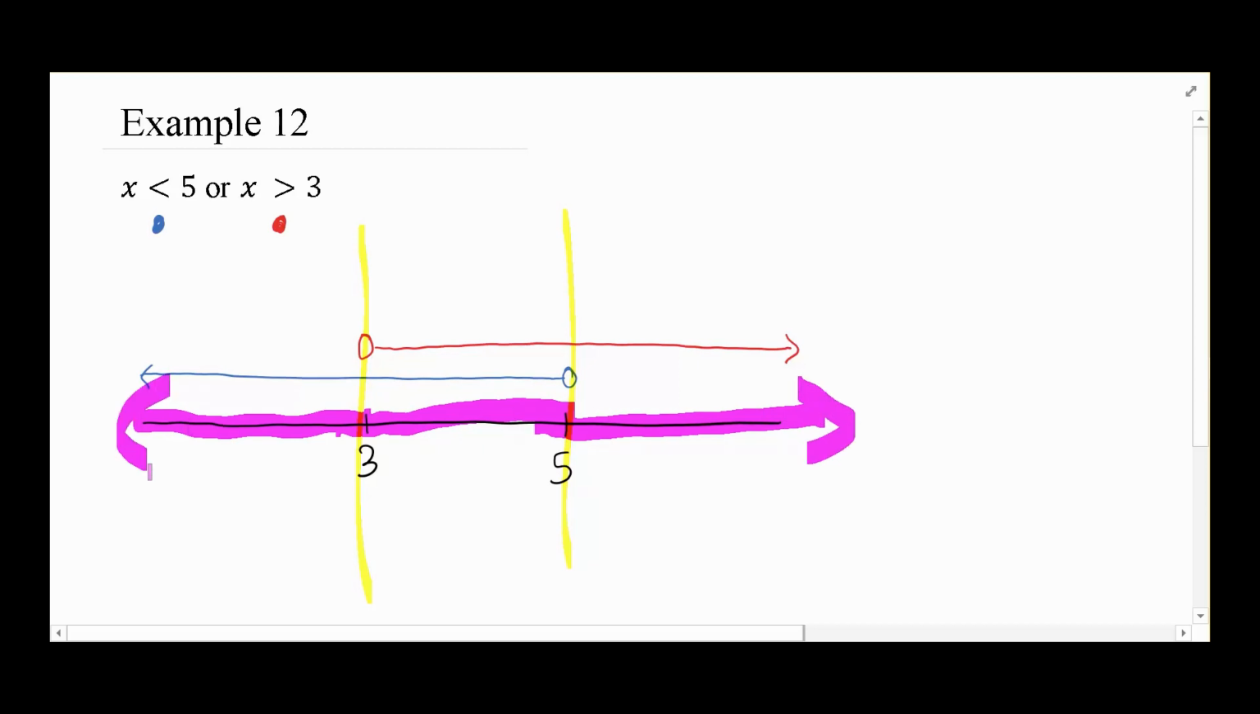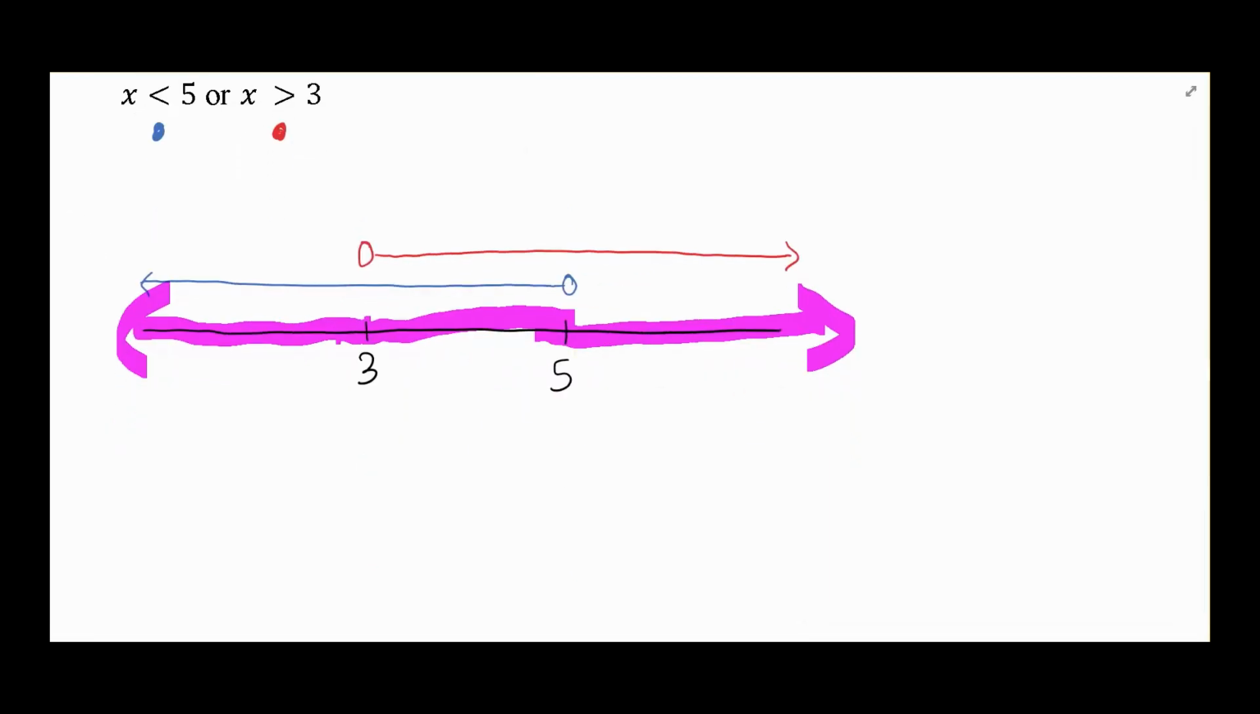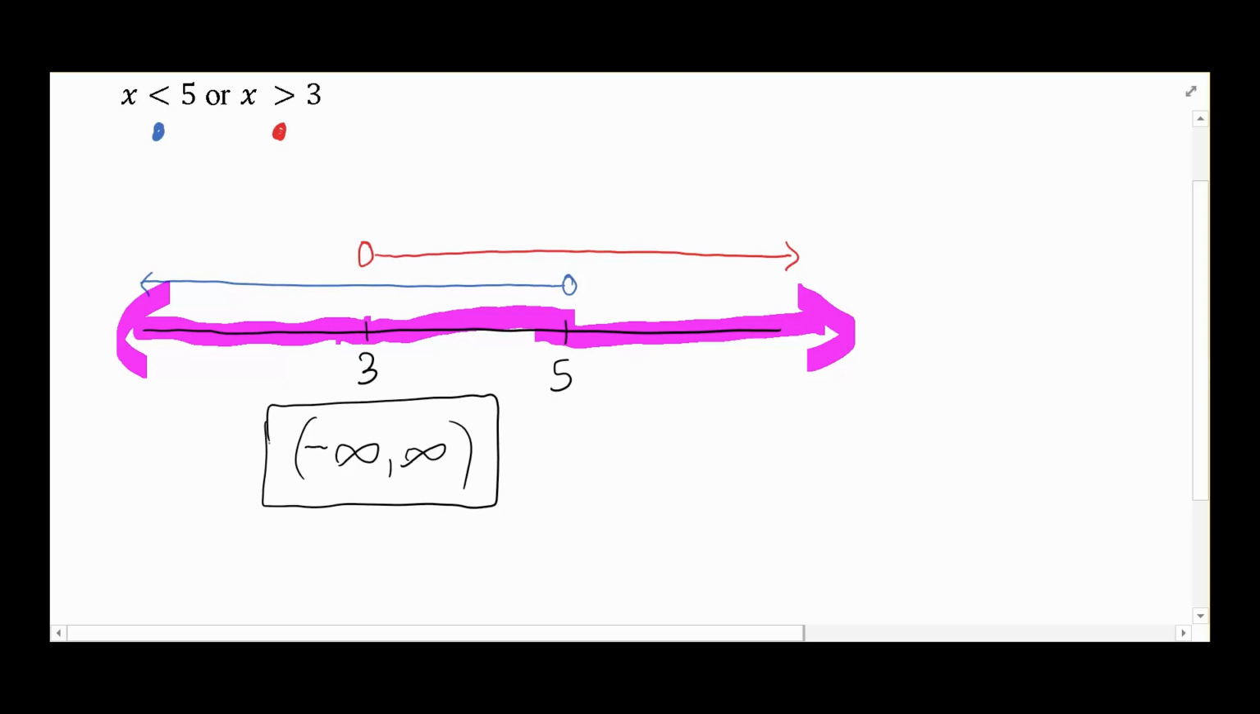So if you look at what I've shaded, the whole number line. The leftmost endpoint that I shaded is negative infinity. The rightmost endpoint that I shaded is positive infinity. I shaded everything from negative infinity to positive infinity. That's everything.